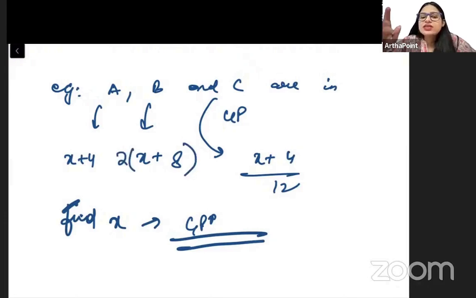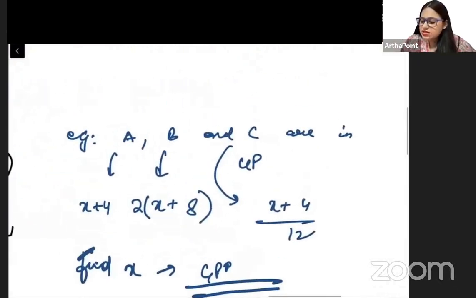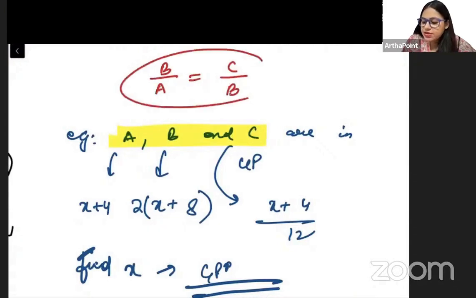So what is there is that you just need to know the common properties of GP. You just need to know that if A, B, and C are in GP, then B divided by A should be equal to C divided by B, right? They have a common ratio. And if you know this common property, you will be able to solve these kinds of questions, right?